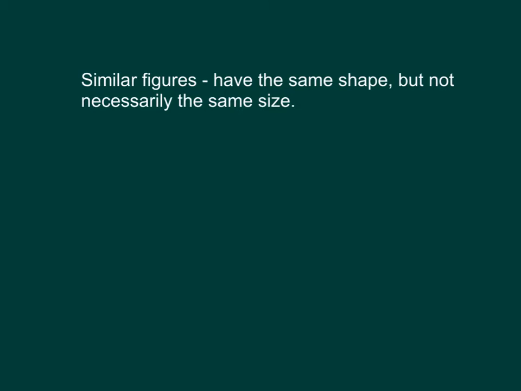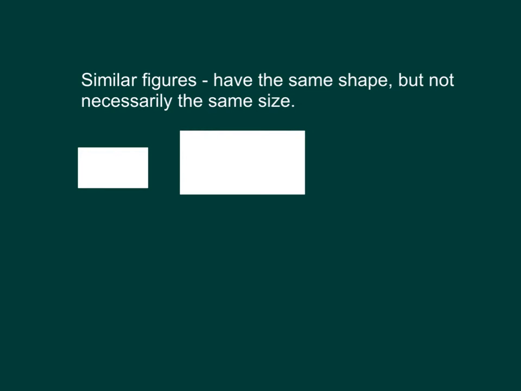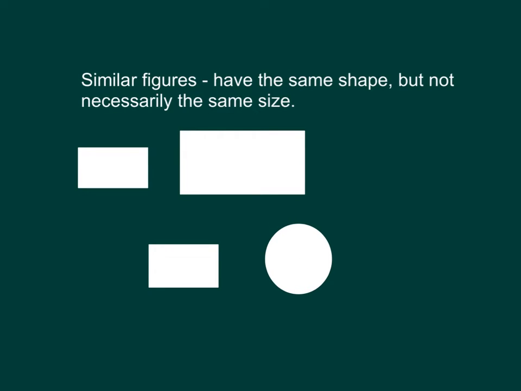Similar figures have the same shape, but not necessarily the same size. So for example, this rectangle and this rectangle are similar. They have the same shape. They're both rectangles, but not necessarily the same size. Obviously, one of them is bigger. So those would be similar figures. Now, a non-example would be this rectangle, which would not be similar to this circle. They're not even the same shape. So those two would not be similar figures. So with similar figures, we're talking about things that have the same shape, but they're not exactly the same size. They're not congruent. They're just similar.